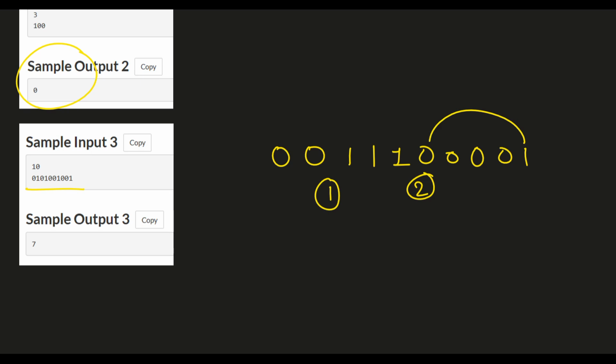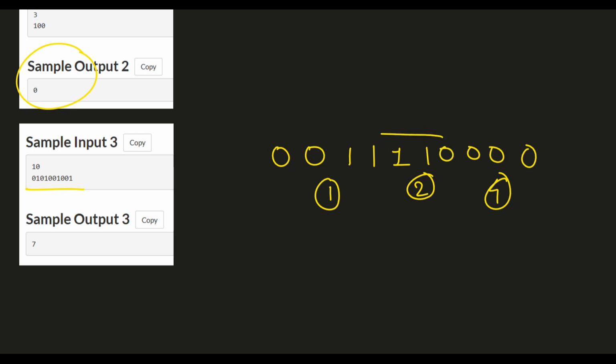This one is traveling four times: 1, 2, 3, and 4. So four operations. What I'm trying to say is this will swap with this, so one will come here. That is one operation. Then this one will swap with this one, so one will come here. Then this one will swap with this one, so one will come here. Then this one will swap with this one, so one will come here.